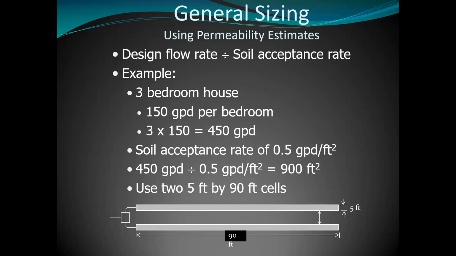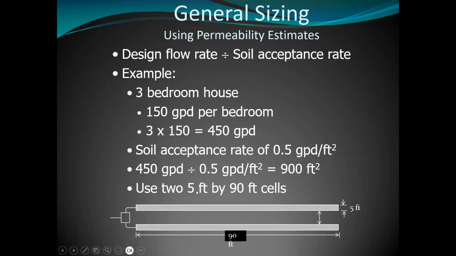And then our sizing here, how do we do our sizing? So it's our design flow rate divided by our soil acceptance rate. So for example, three-bedroom home, again, you don't have to be a designer, but you have to know a little bit about it. Three-bedroom home, 150 gallons per bedroom. So 3 times 150 is 450. That's our design rate. And then our soil acceptance rate of, let's say we have a 0.5 based on our texture and structure. So we take 450 divided by 0.5 means we need 900 square feet of absorption area.